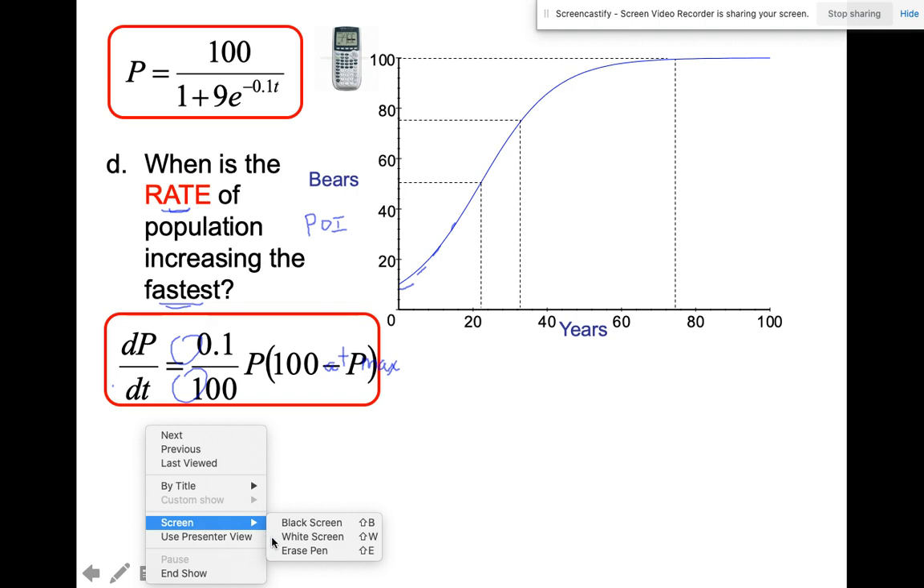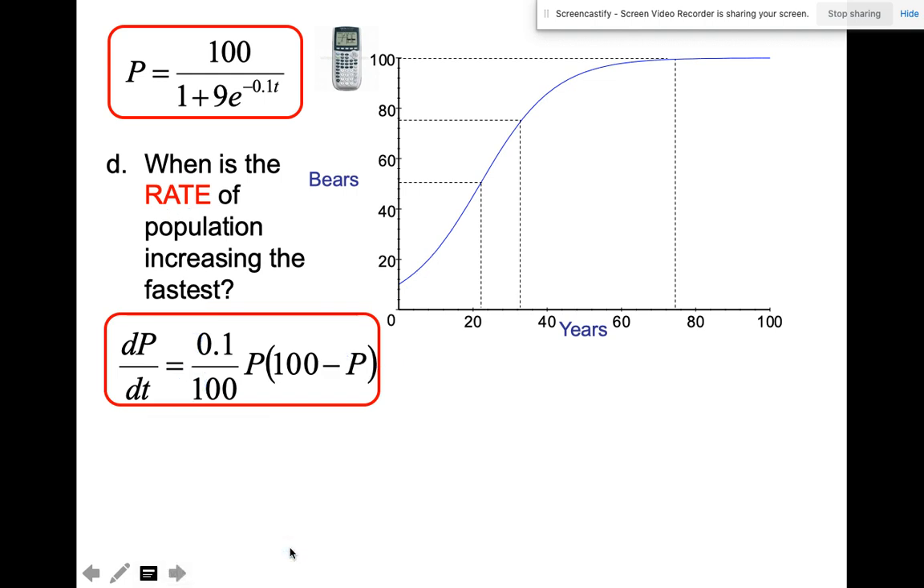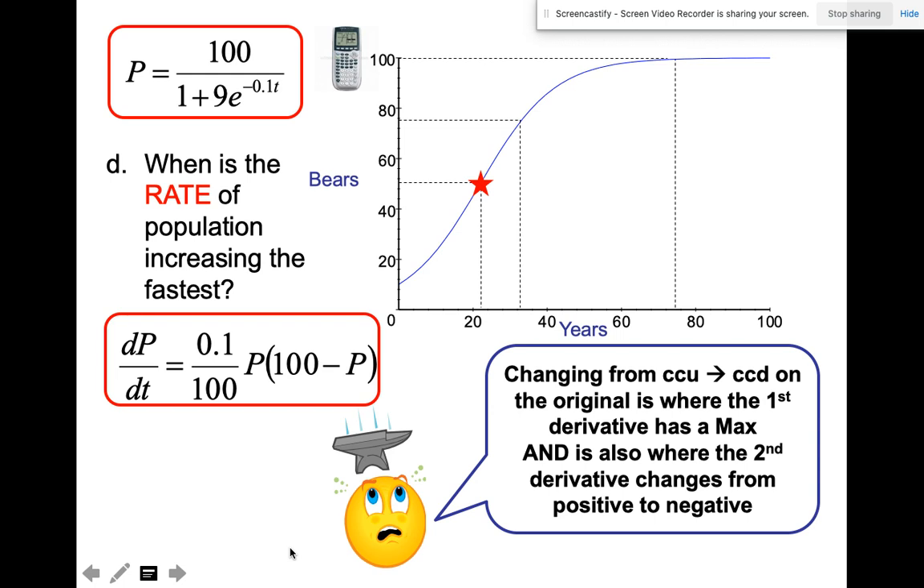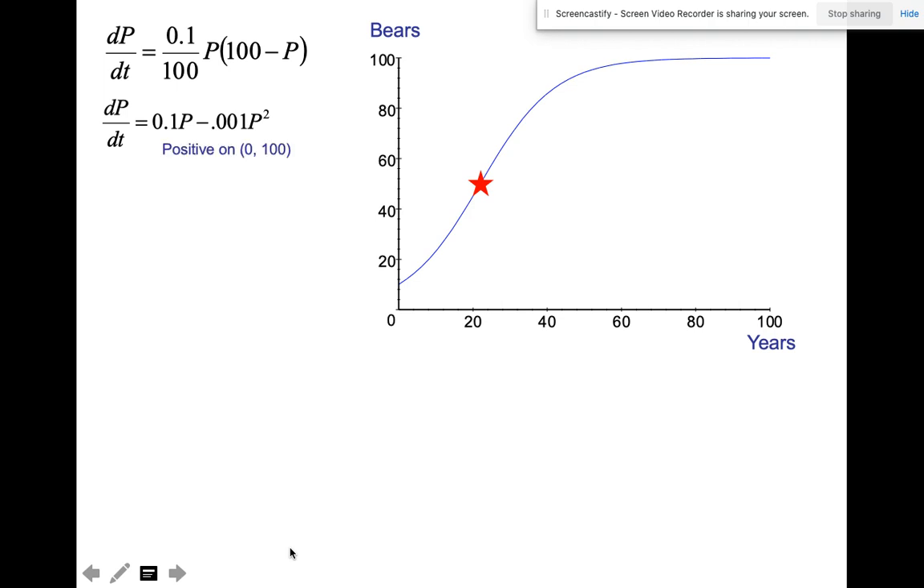So here's our first derivative, right? With my k and my m put in, I'm going to distribute. Well, I'm going to mark my POI, right? Changing from concave up to concave down on the original is where the first derivative has a max and where the second derivative changes from positive to negative. You find that by setting the second derivative equal to 0. Now, you could also put the first derivative in your calculator and find the maximum of it, but you have to write down the second derivative. I told you this, right? You can never find a max and min with a calculator, even though you can't write that down.